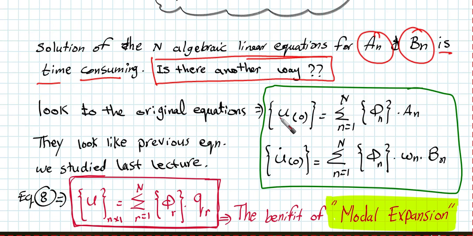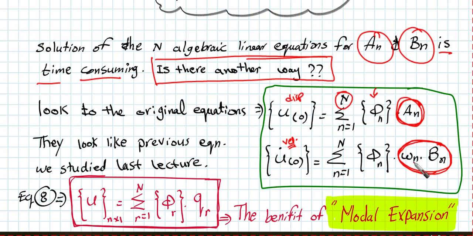Again, we have these two equations. Look at the original equation again. u node is the displacement vector here. We have the velocity vector here, equals the summation from n equal to 1 to n of a vector called modal amplitude times a constant. And for u dot node, a similar equation, but instead of an, it is Bn times omega n, also a constant. This is a constant. Does it remind you of something?